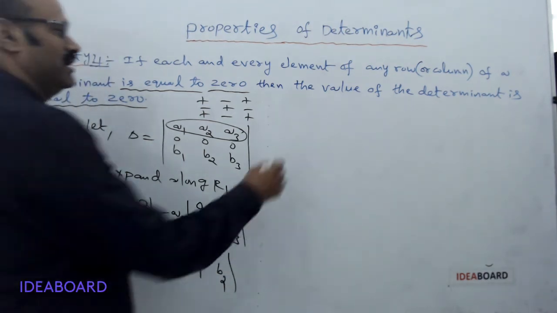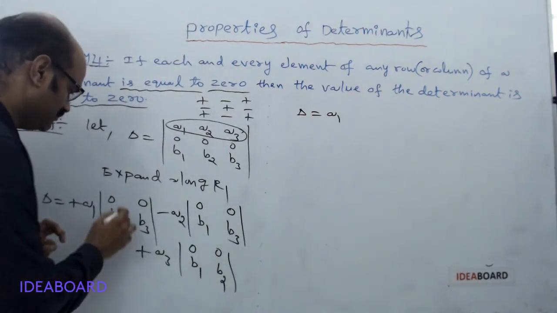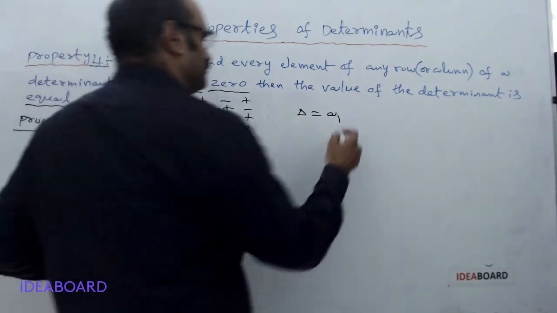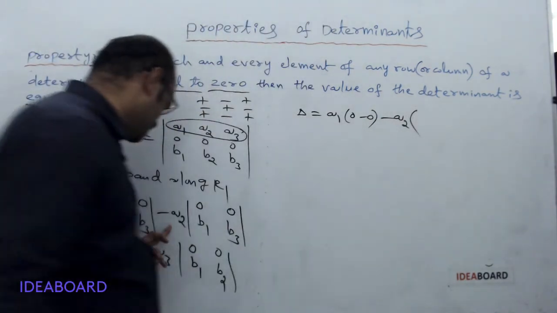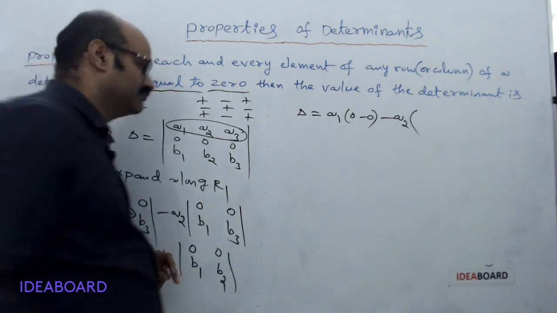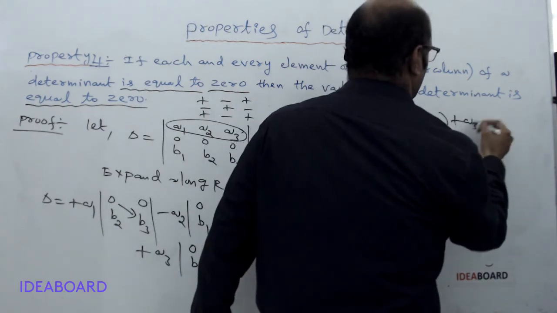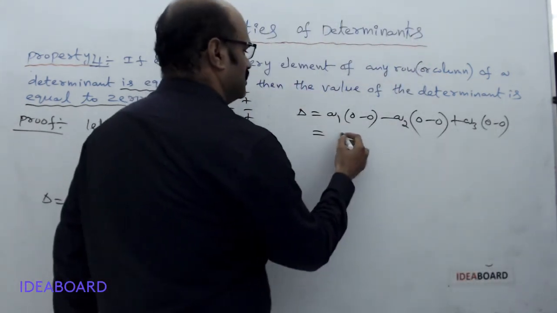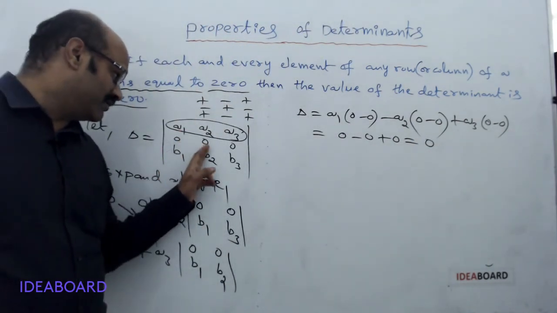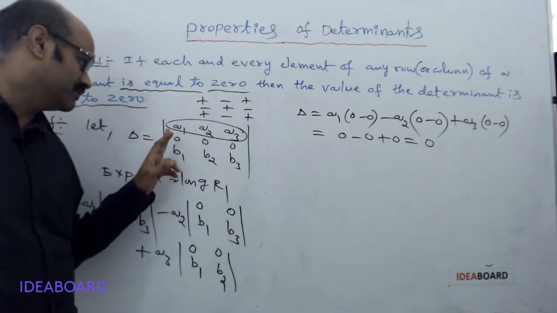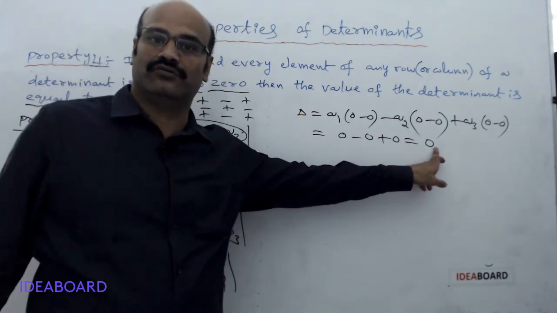So delta equals a1 into (0 into b3 minus 0), minus a2 into (0 into b3 minus 0), similarly plus a3 into (0 minus 0). So it equals 0 minus 0 plus 0, equal to 0. So if each and every element of any row or any column is equal to 0, then the value of the determinant will always be equal to 0.